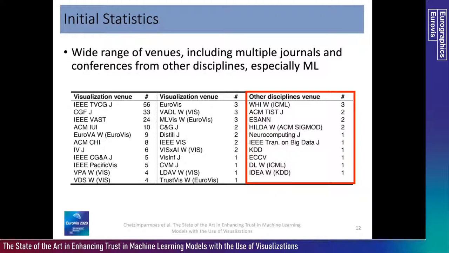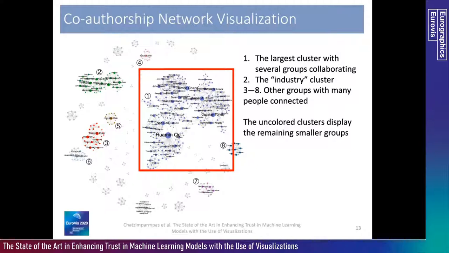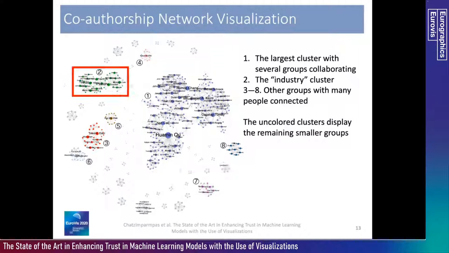We used network visualization to present the relationships between co-authors. The largest cluster is number 1, with multiple collaborating people. In this cluster, Huamin Qu, Remco Chang, Daniel Keim, Cagatay Turkay, and Nan Cao seem to be the most prominent authors with many connections. Cluster 2 is the industry-related, which is quite disconnected from the rest. Fernanda Viegas, Martin Wattenberg, and Steven Drucker are the most eye-catching names.